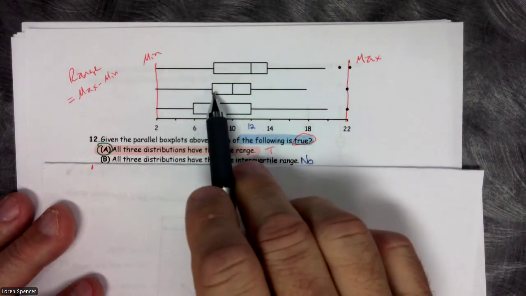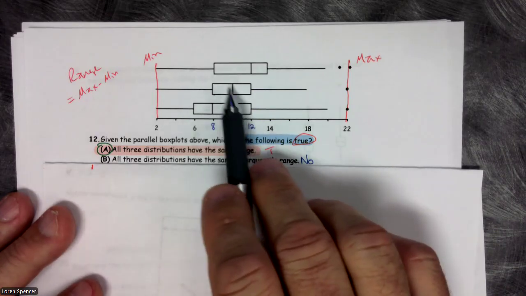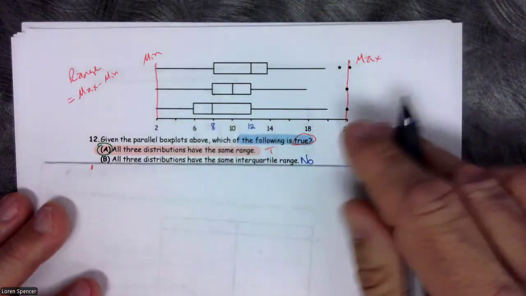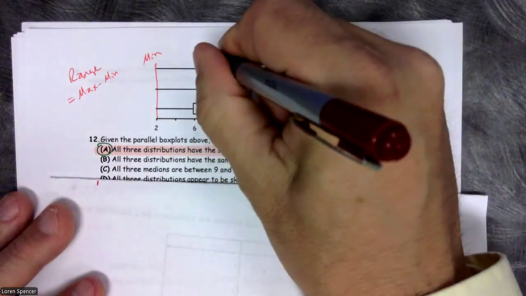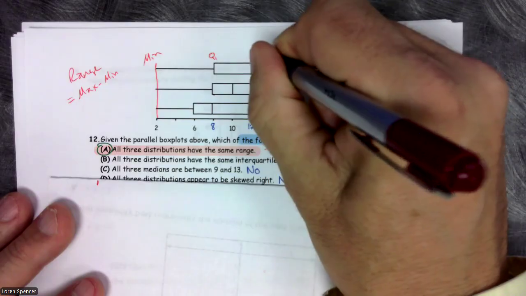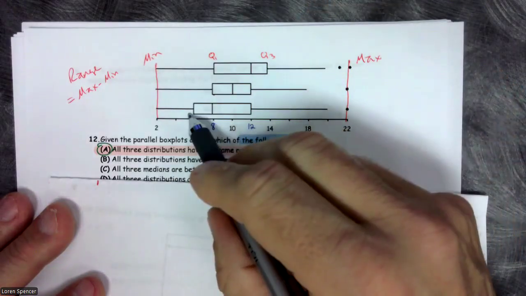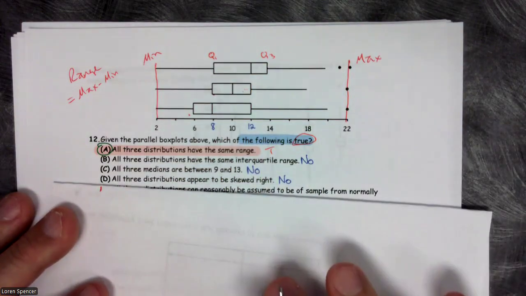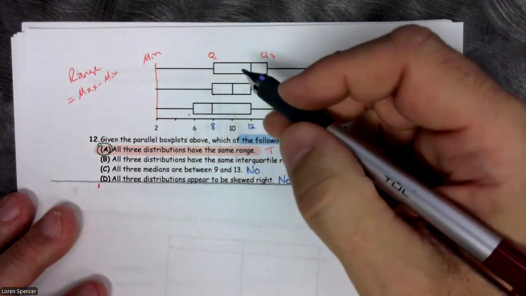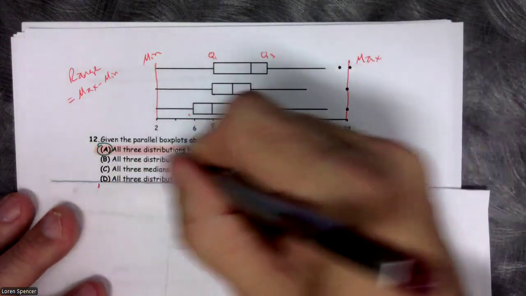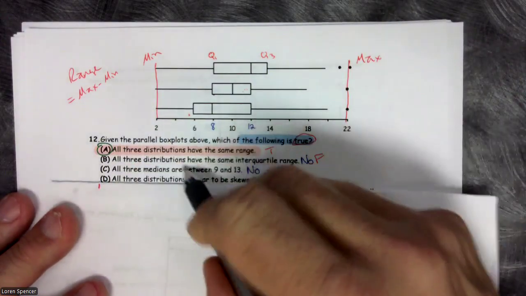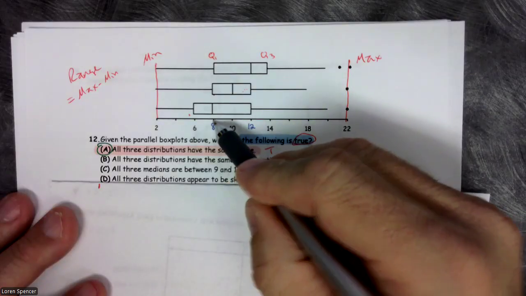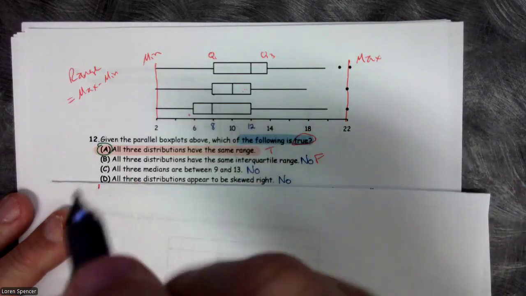All right. IQRs, that's the next part. Those are not the same. So those are false because IQR is Q3 minus Q1. Please remember Q1, Q3. And we can see that this one here is definitely different than the other two. So that's false. The medians are between, so this is false. All three medians are between 9 and 13. Nope, this median is below 8. So that's wrong.